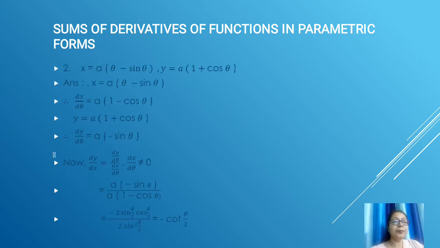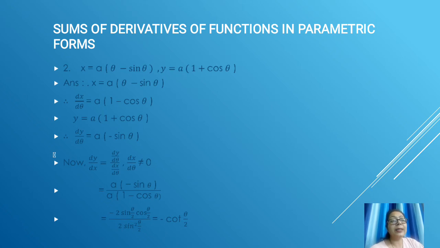Next, number 2: x is equal to a into (theta minus sin theta), y is equal to a into (1 plus cos theta). Here x is a function of theta, so dx/dtheta: in the same way a outside, the derivative of theta is 1, and minus sin theta gives minus cos theta, since the derivative of sin theta is cos theta. dy/dtheta is a outside, the derivative of 1 is 0, and the derivative of cos theta is minus sin theta.